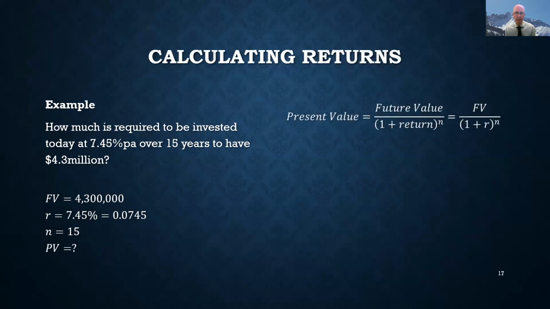We write out the equation. Present value equals FV over 1 plus R to the N. We substitute in the variables: $4,300,000 divided by 1 plus 0.0745 raised to the power of 15. And when we calculate that out, we get $1,463,430.69. If you're having difficulties with this, go back and have another go.